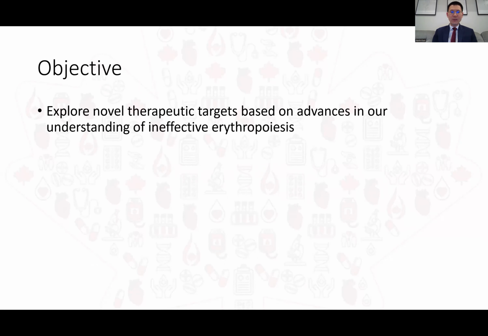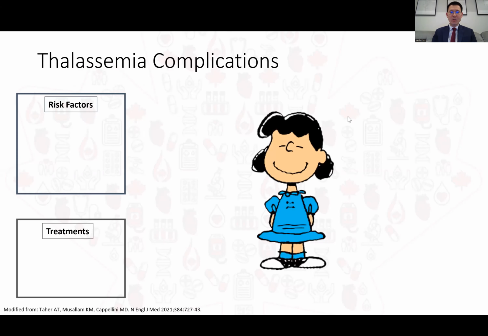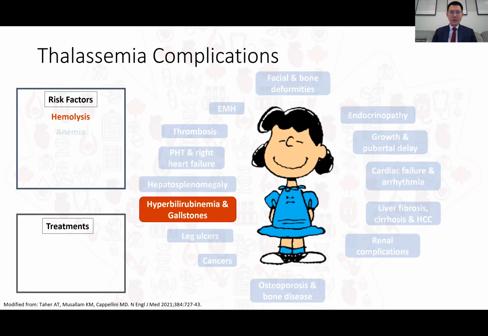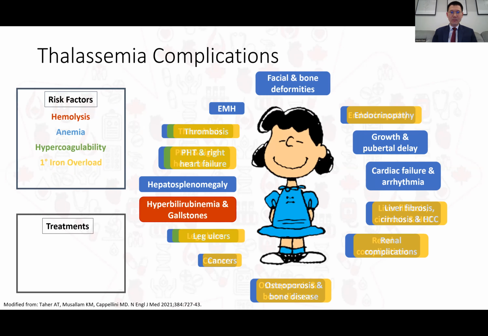The objective of today's talk is to explore novel therapeutic targets based on advances in our understanding of ineffective erythropoiesis. To recap, the majority of the complications of thalassemia stem from ineffective erythropoiesis and also iron dysregulation.